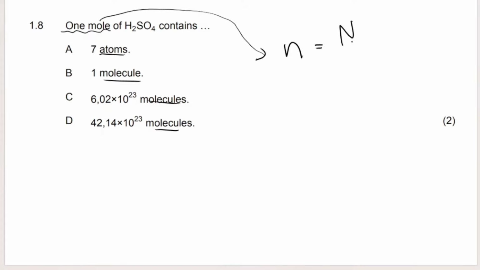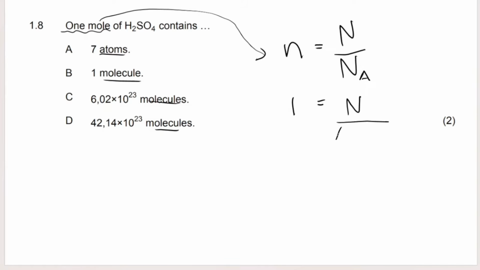So this is why at the beginning of the video I said, refer to your formula sheet, look at the formulas. If you're working out the number of atoms or molecules, this is the formula you refer to. They say 1 mole of H2SO4. So 1 mole, in the place of n, I'm going to put 1. N is what I'm looking for. That'll give me the number of molecules.